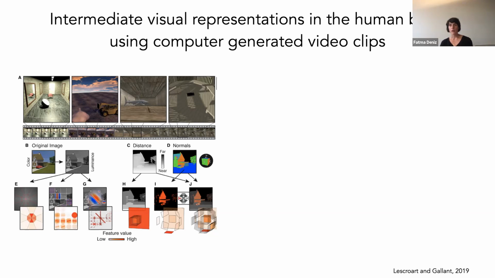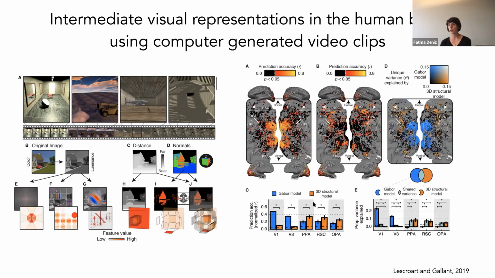Using these feature spaces and the voxelwise modeling, he showed that scene selective regions such as PPA, RSC, and OPA are representing the 3D structural model better than, for example, 2D models. He also showed this in a variance partitioning analysis, that those models are actually explaining more variance than, for example, the 2D models.